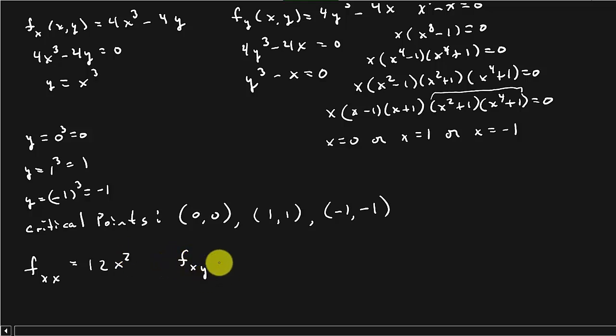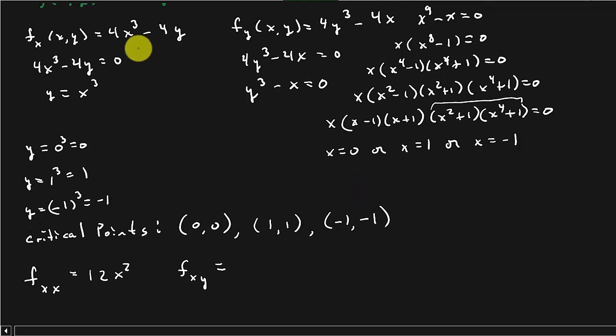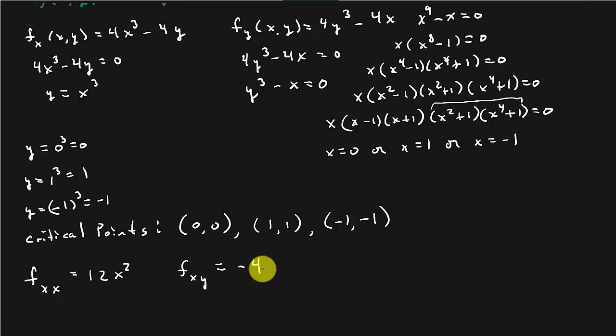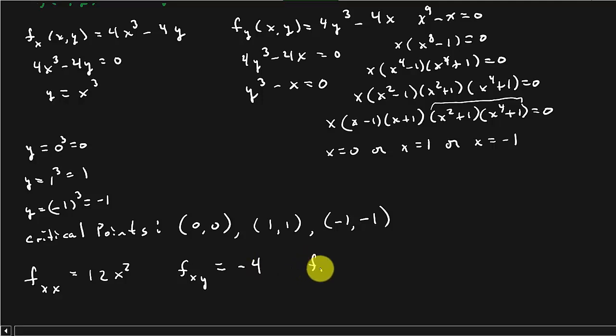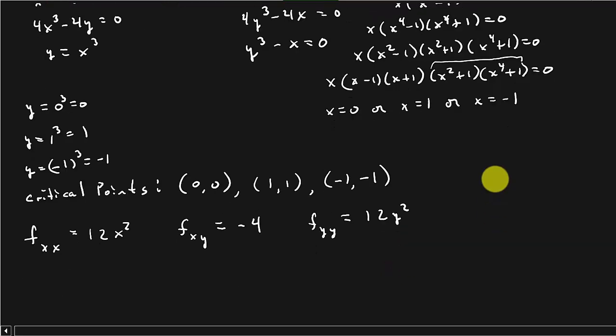And then the partial xy, well, it doesn't matter which one, but if I take the partial of this with respect to y, that's going to give me -4. And if I take the partial of this with respect to x, that's going to give me -4. Like I said, remember from when you learned partial derivatives, it didn't matter which one, they're the same. And then I have the second partial of f with respect to y, which is 12y squared.